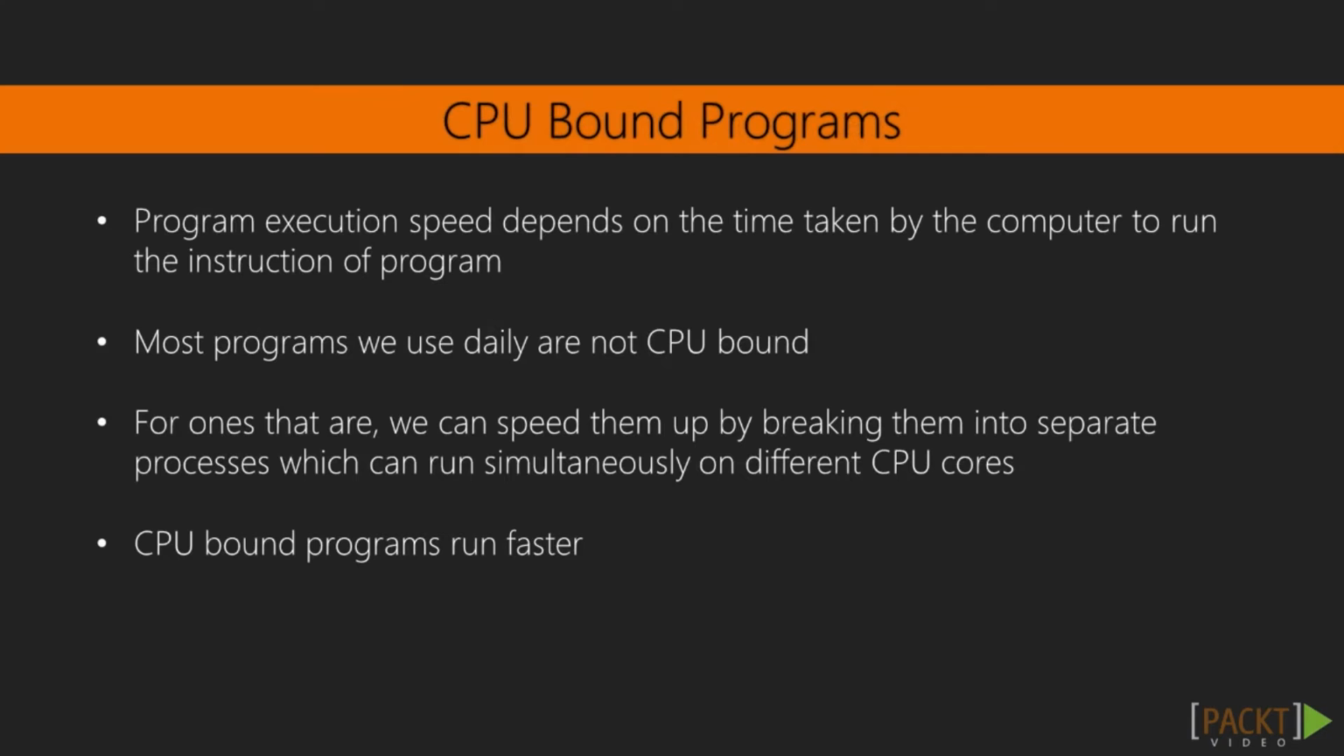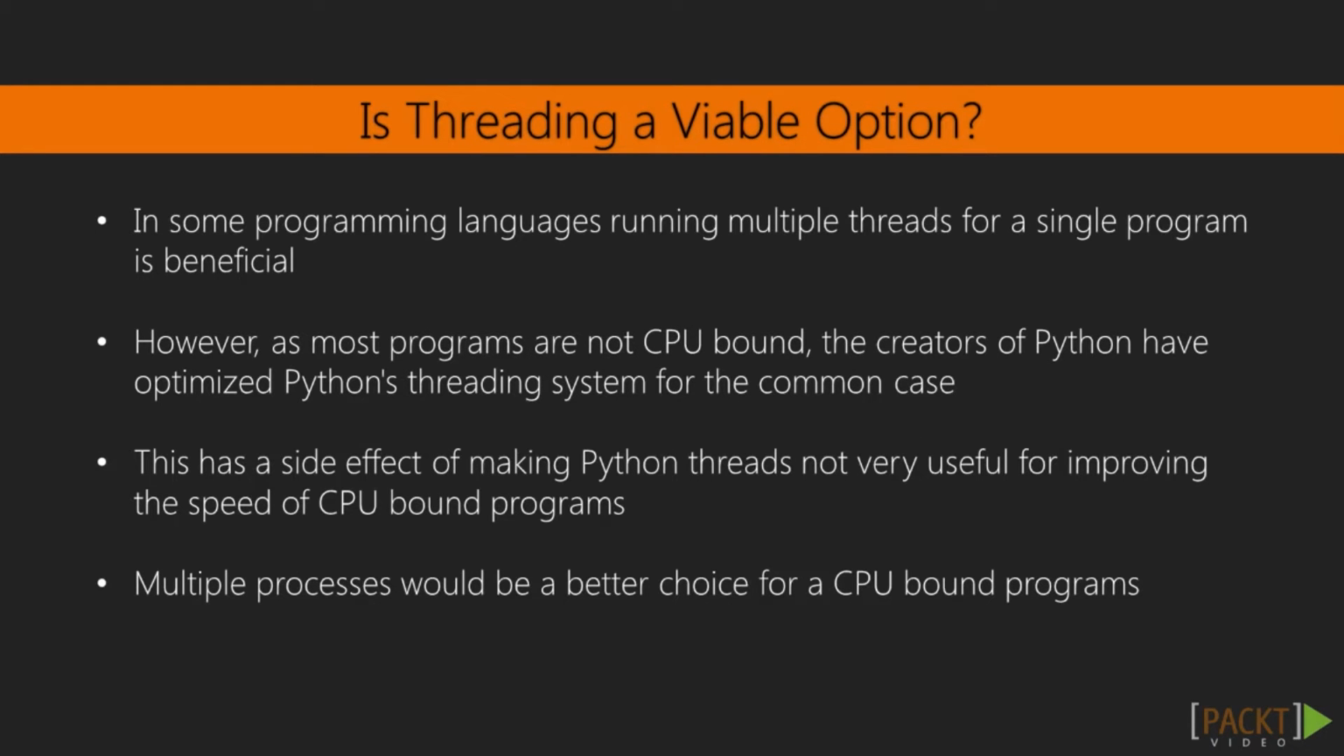Some programs are what we call CPU bound, which means that the primary factor which determines how long the program takes to complete is how fast the computer can run through its instructions. Interestingly, most programs that we use on a daily basis are not CPU bound. However, for those that are, we can speed them up by breaking them into separate processes that run on separate CPUs or separate CPU cores. This has the net effect of increasing the number of program instructions executed per second, which means the CPU-bound programs run faster.